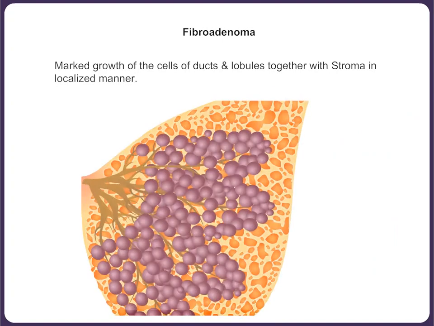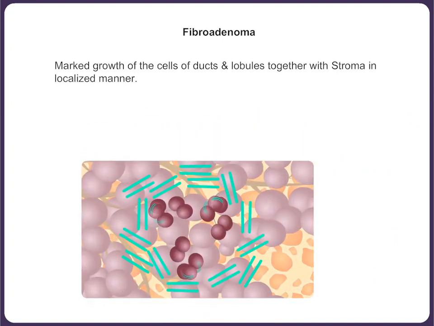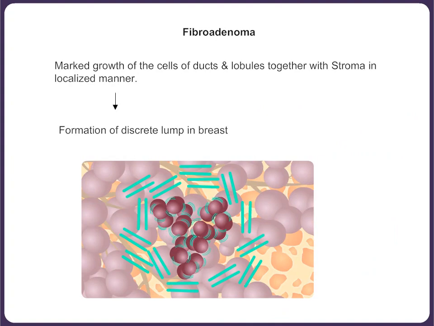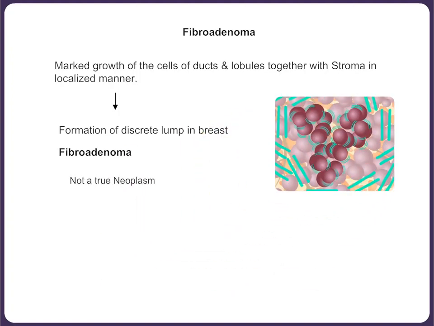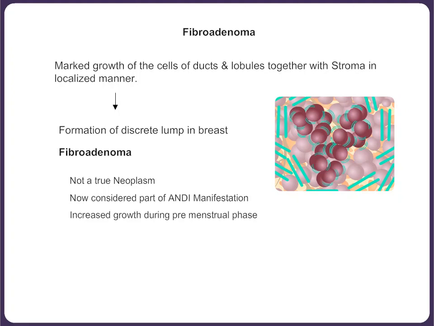Marked growth of ductolobular cells along with the stroma in a localized manner may result in formation of a discrete lump in the breast called fibroadenoma. Fibroadenoma is not a true neoplasm and is now considered as part of ANDI manifestation. This view is supported by the fact that some girls experience increased growth of fibroadenoma in the premenstrual phase and reduction in the size after the onset of menstrual flow.